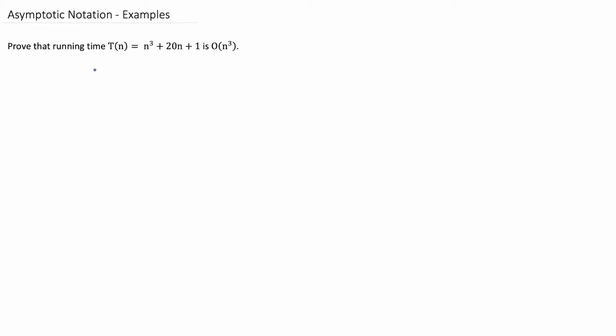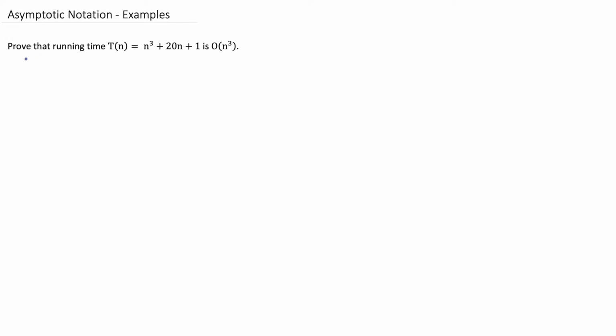Hello everyone. In this video we will look at some examples of asymptotic notations. The first question is, prove that running time T of n equal to n cube plus 20n plus 1 is big O of n cube.